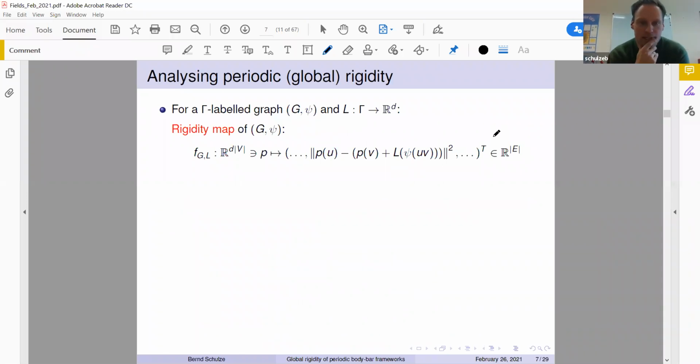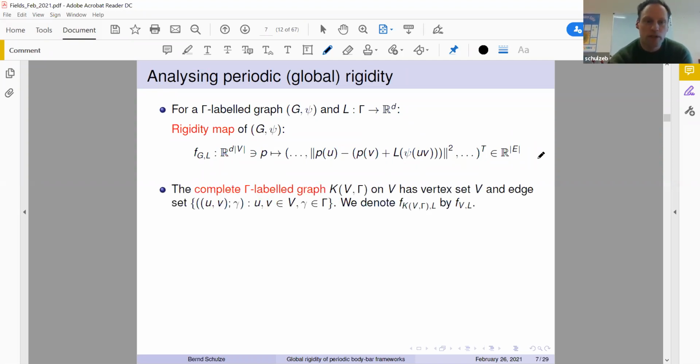Okay, so how do we analyze periodic local and global rigidity? Well, we look at this gamma labeled graph, and we do this standard thing. We look at the squared edge length function, which I call here the rigidity map. This map just takes any configuration of the vertices of this gamma labeled graph and maps it to the length of the edges.